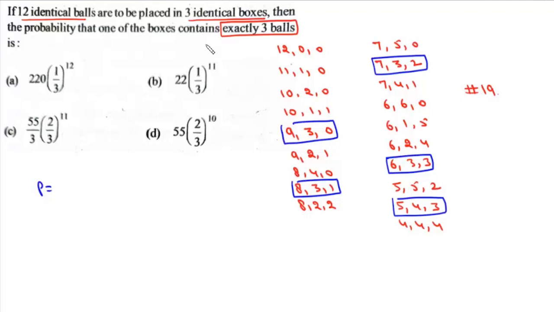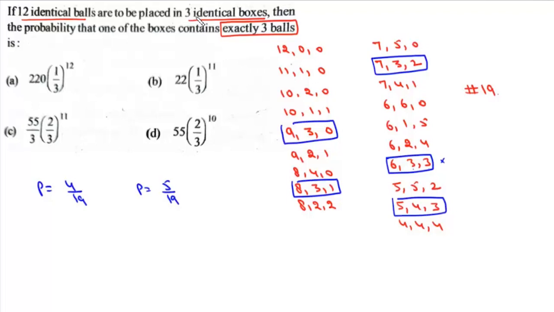Now when it says one of the boxes contains exactly 3 balls, does that mean out of the 3 boxes there is only one which contains exactly 3? If that is the case, then we'll discard this. So this probability will be 4 by 19 if 2 boxes cannot have 3, 3. And if it is 3 balls in at least one of the boxes, then this probability will be 5 by 19, and it doesn't match any of the options.